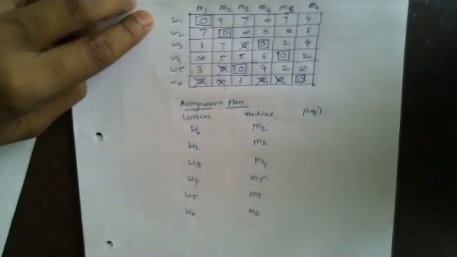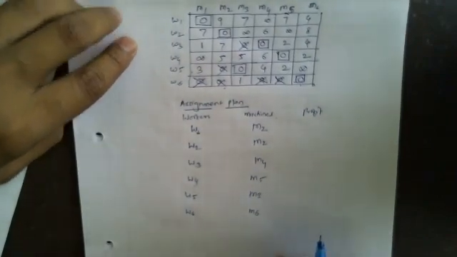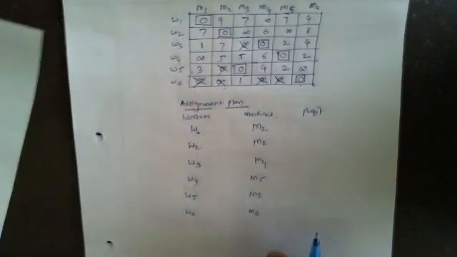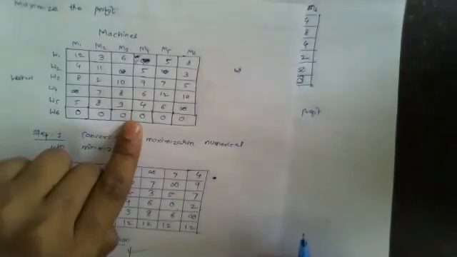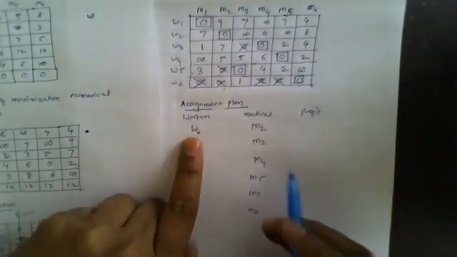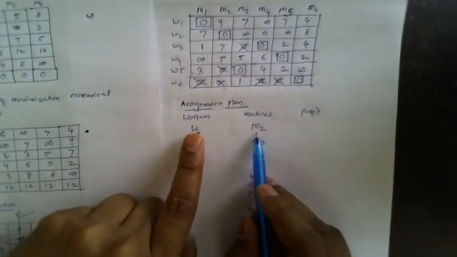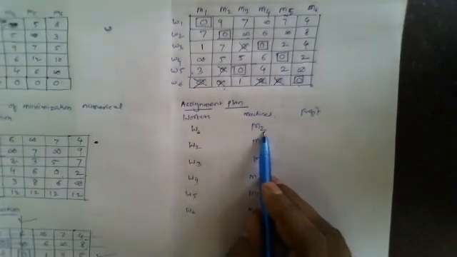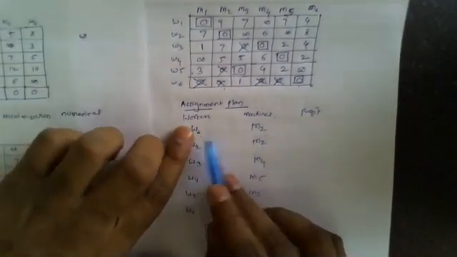Got it? Now, what we have to do? We have to compare our final solution with the original matrix. What is the original matrix? This is the original matrix. Okay. Next, we just check the allocations and as per the allocations, we have to write down the values. What is the first allocation?